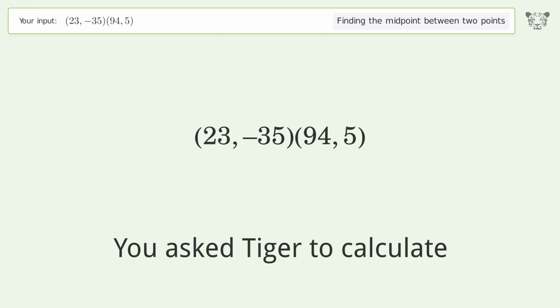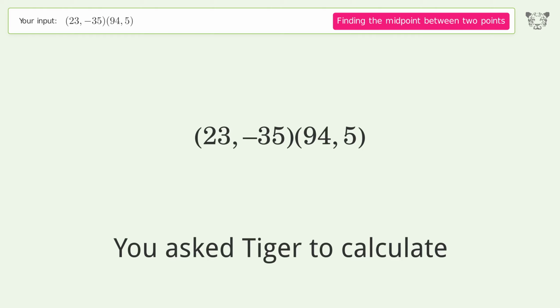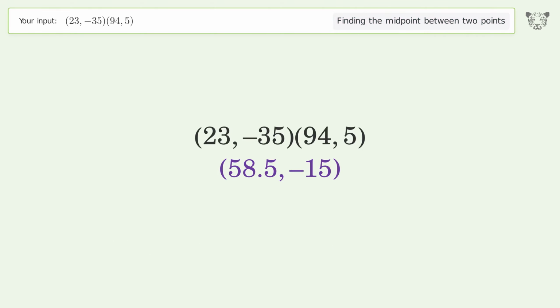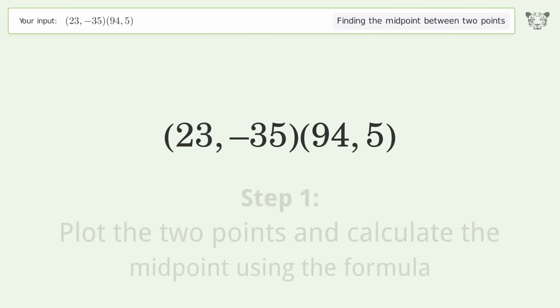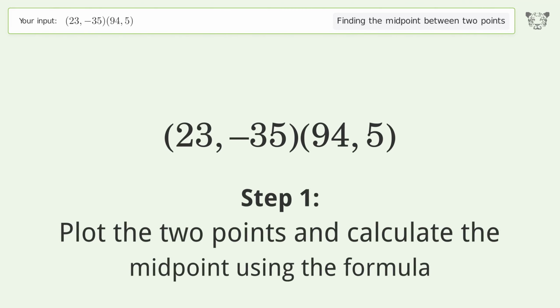You ask Tiger to calculate. This deals with finding the midpoint between 2 points. The midpoint between the 2 points is 58.5, -15. Let's solve it step by step. Plot the 2 points and calculate the midpoint using the formula.